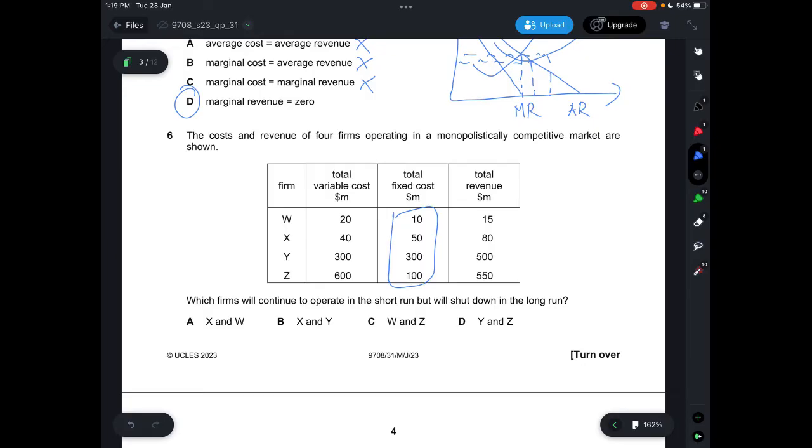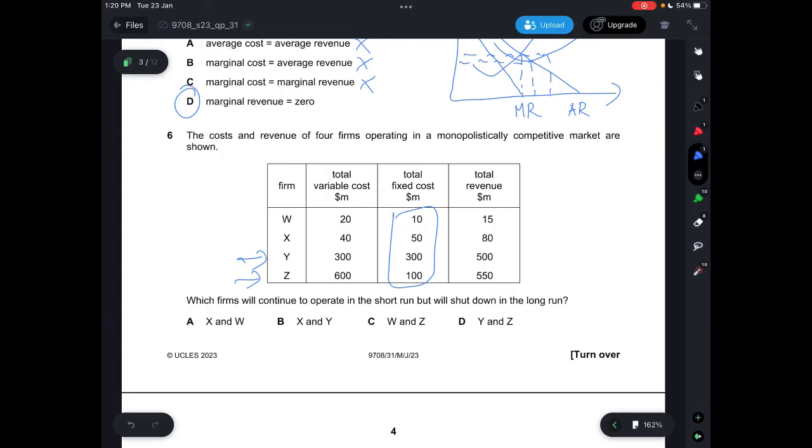And in this case, you can see here, your total variable cost is much, much higher than your total fixed cost, as we're talking about Z at the moment. So in the long run, you'll be able to operate because you can control your variable costs, which is higher than your fixed costs. But if you look at firm Y, for example, you'll realize that the total variable cost and the total fixed cost are the same, which is 300 and 300.